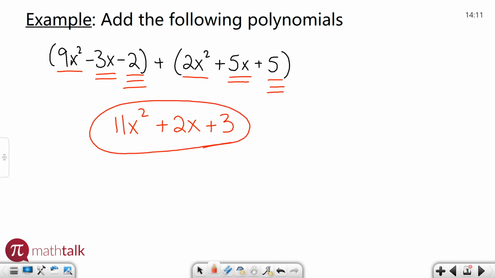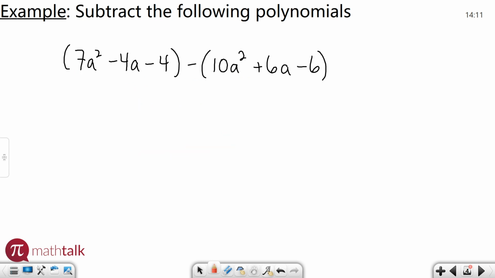All right, let's look at an example of subtracting expressions. So same thing, subtract the following polynomials. Let me find the ones that are like terms and combine those. So I have an a squared term, a squared. I have an a term and an a term. And then I have a number and a number. And so I want to combine the like terms using the operation that's there.